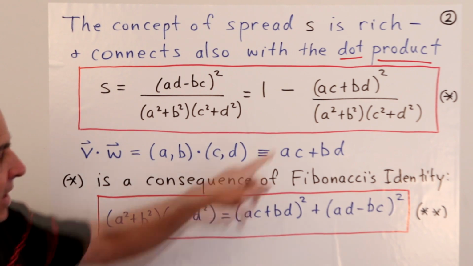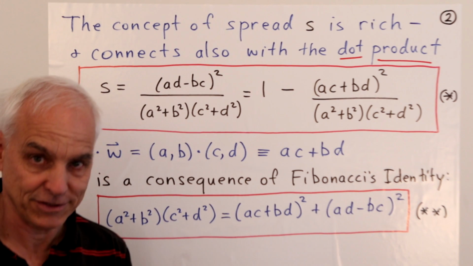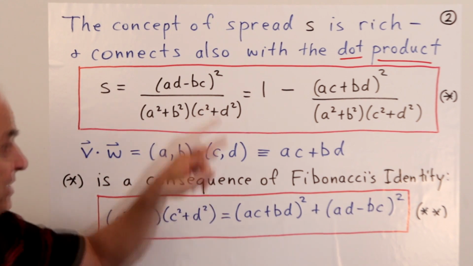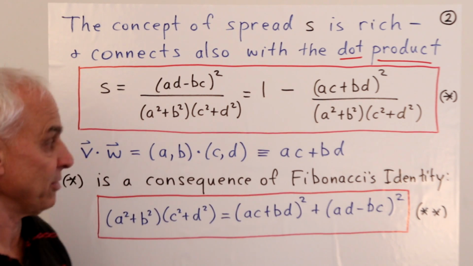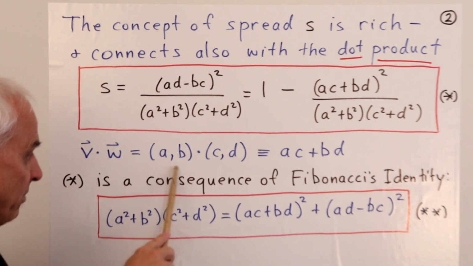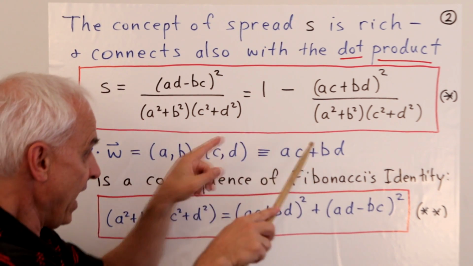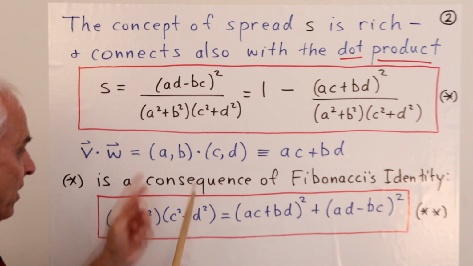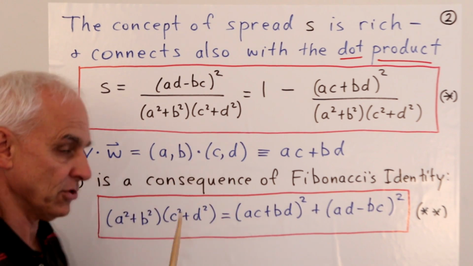Now what's appearing in the numerator here is also a kind of product of the vectors, but it's different from this cross product. This is called the dot product between the two vectors. So here it is right here. V dot w, in other words, the dot product between the vector AB and the vector CD, is this quantity AC plus BD, the product of the two first entries plus the product of the two second entries.